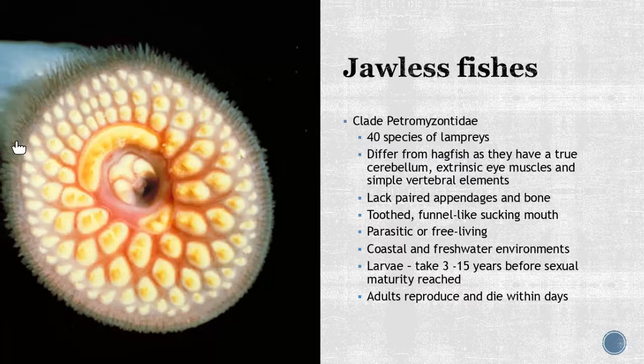Now they do lack paired appendages and bone, and they have this tooth funnel sucking mouth, so it's the kind of thing that makes nightmares. They can be mostly parasitic, but some of them are free living on their own. Now you'll find them in various marine environments, both coastal and freshwater. And I thought it was interesting that the larvae can take 3 to 15 years before they actually reach sexual maturity, which I find quite fascinating for a fish because that's way longer.